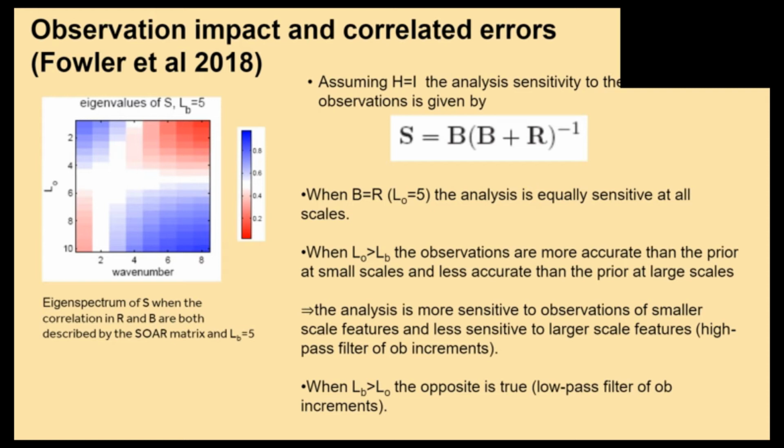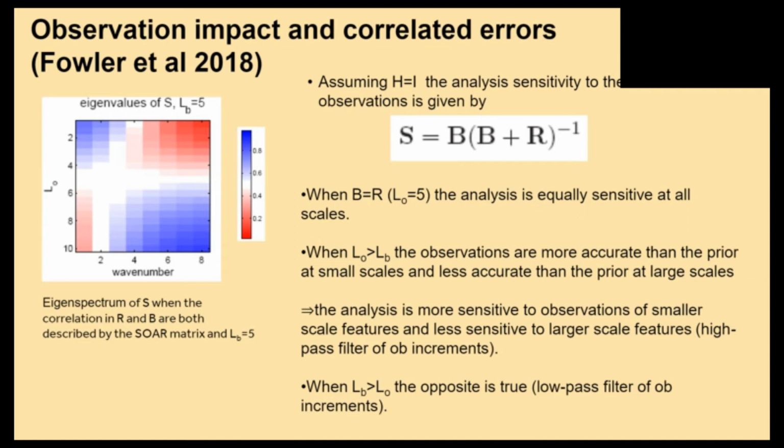And we've just assumed that we have an identity direct observation operator. And so the plot on the left-hand side, the colors represent the eigenvalues of this matrix S. We fixed the correlation length for the background error, so that's LB, which was equal to 5. The wave numbers are along the horizontal axis, and the length scale of the observation error covariance matrix is on the y-axis. So when the background errors and the observation errors both have the same length scale, the analysis is equally sensitive at all scales. So that's the white bits in the picture.